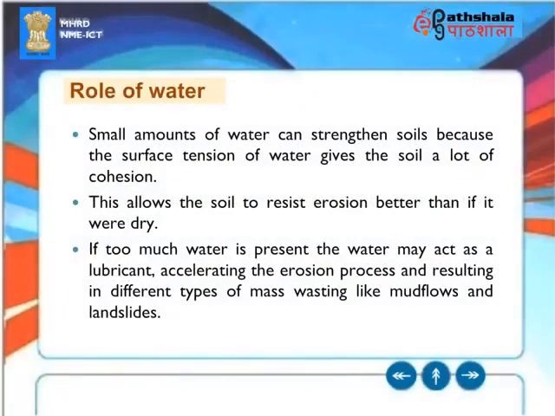Small amounts of water can strengthen soils because the surface tension of water gives the soil a lot of cohesion. This allows the soil to resist erosion better than if it were dry. If too much water is present, the water may act as a lubricant, accelerating the erosion process and resulting in different types of mass wasting like mudflows and landslides.